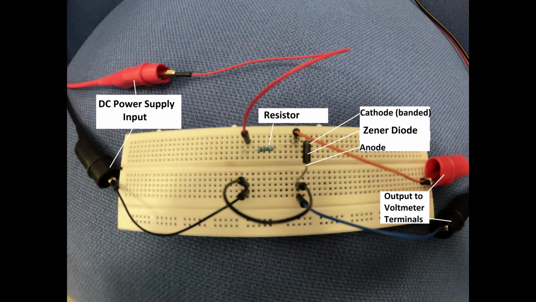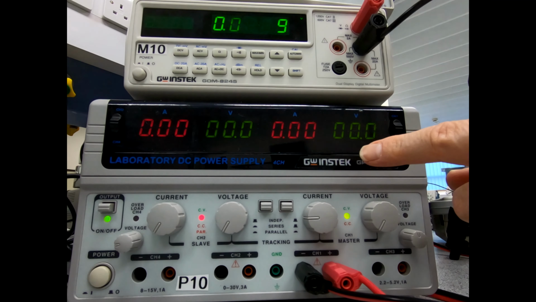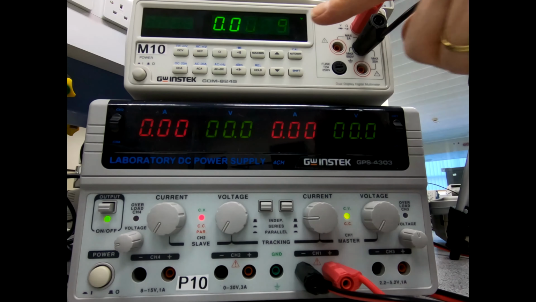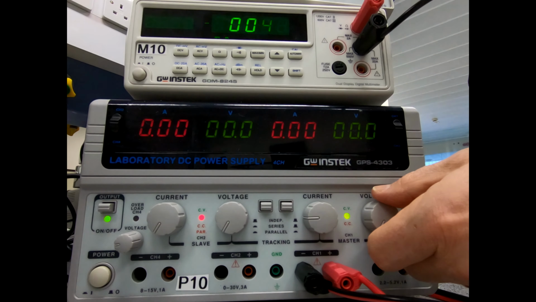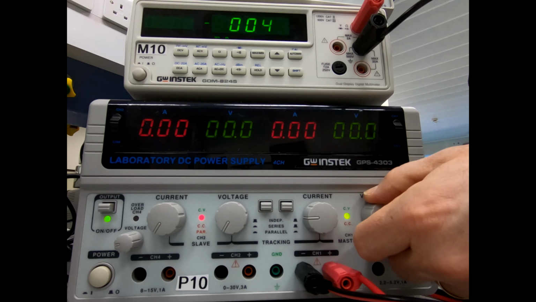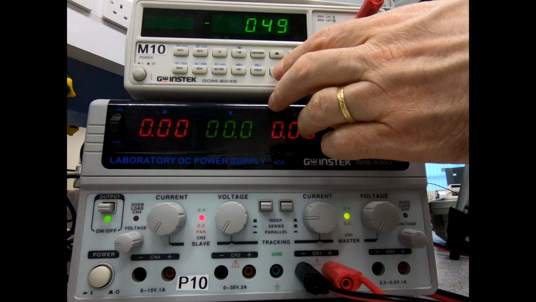So while not much might be seen on the circuit at this point, if we skip over to the power supply and the multimeter, we should be able to see something happening. So 0 volts going in, we've pretty much got 0 volts coming out.